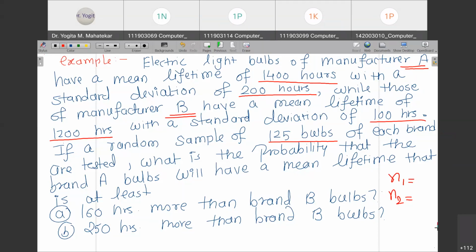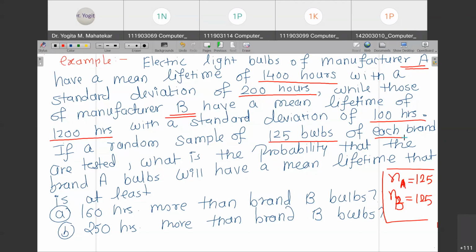Or we can say it as N suffix A and N suffix B, for manufacturer A and manufacturer B. It's more clear if I use these notations, NA and NB. They are not different here, though sometimes the sample sizes might differ or might be the same. 125 bulbs from each brand. So NA is the sample size from the first manufacturer, and both have the same sample size of 125 bulbs. And we are going to test those samples of 125 bulbs from each manufacturer.